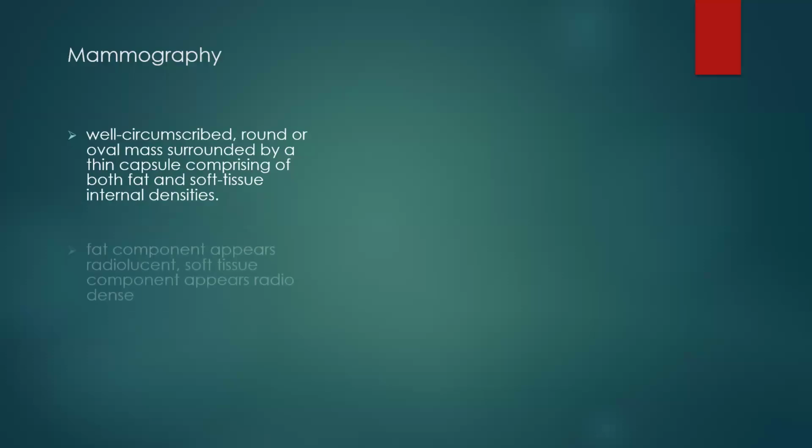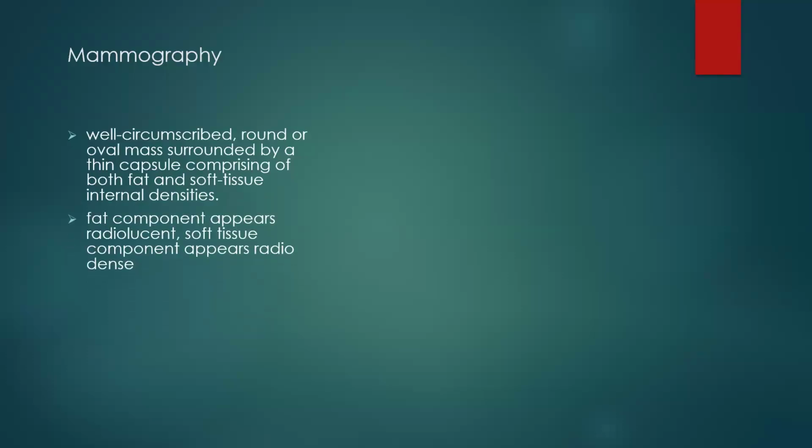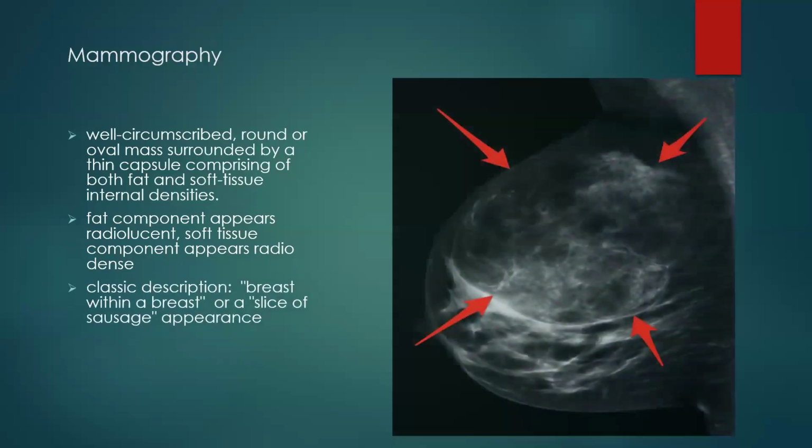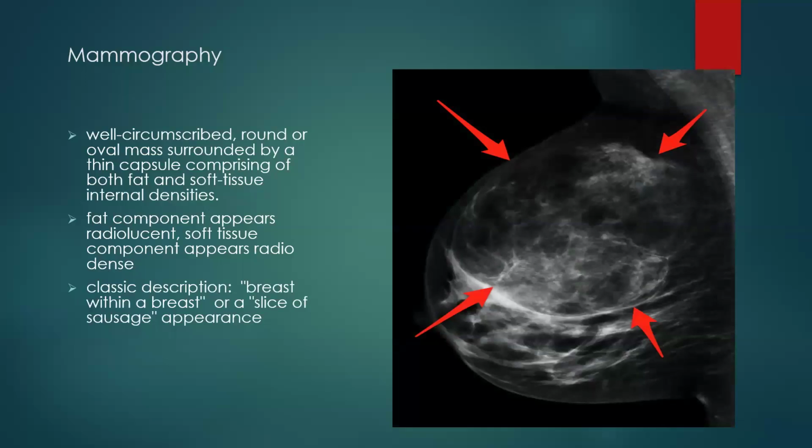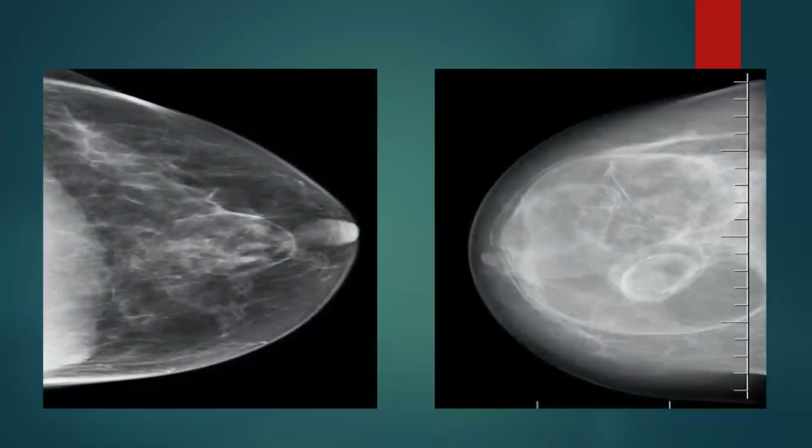In mammography, it is a well circumscribed, round or oval mass surrounded by a thin capsule comprising both fat and soft tissue internal densities. The fat component appears radiolucent, while the soft tissue component appears radiodense. The classic description here is breast within breast, or a slice of sausage appearance, if you know what I'm talking about. The same thing, breast within breast, and a slice of sausage appearance.